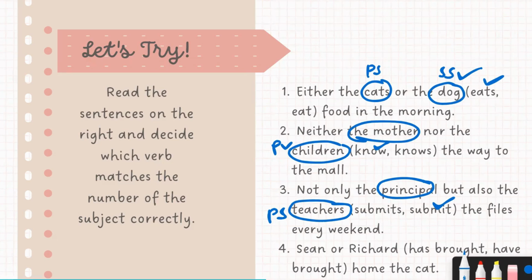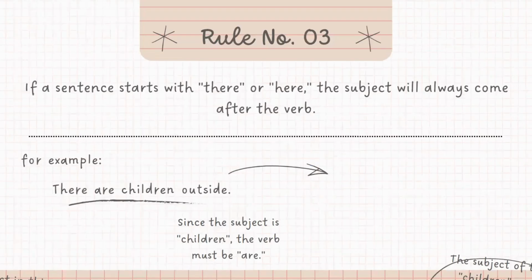Sean or Richard has brought or have brought home the cat. Here, the closest subject to the verb is Richard, which is in singular form. So the answer is has brought. I hope this concept is very clear to you. Let's move on to rule number 3.